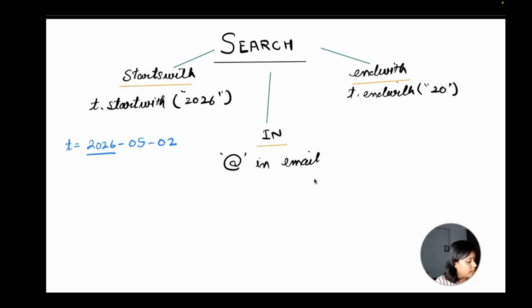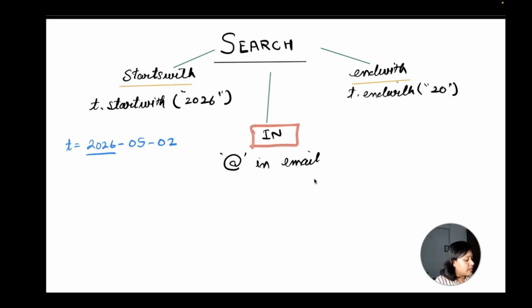So what I can do is use t dot startswith, and I'm putting my value, that is the year here, and if this year exists and it starts with 2026, then it will give you the result true, right? And if it ends with 20, it is going to give me true. Otherwise, it's going to give me false.